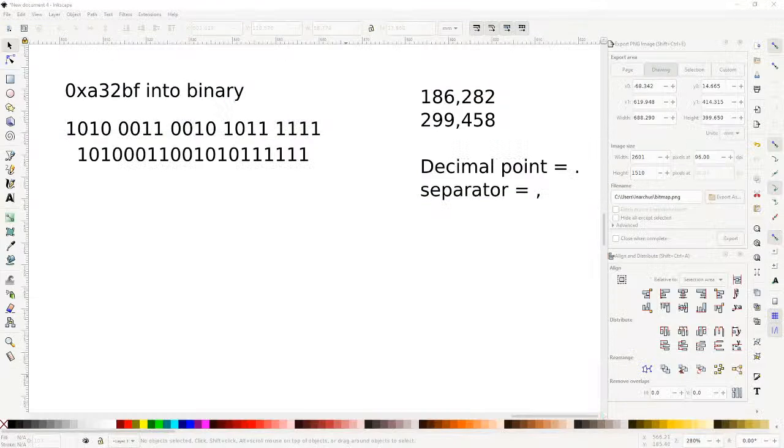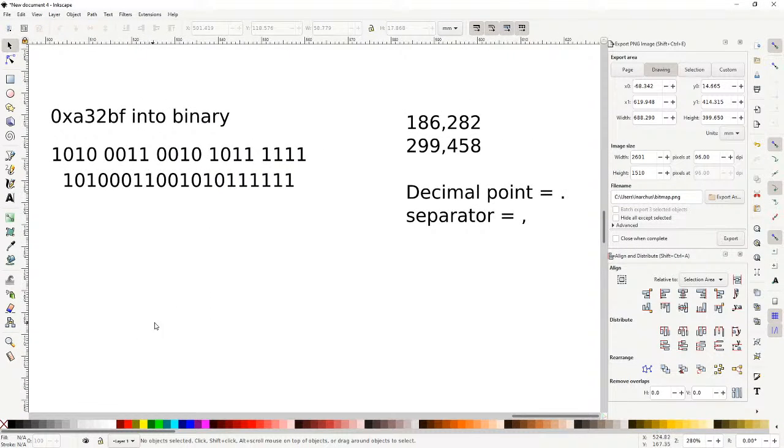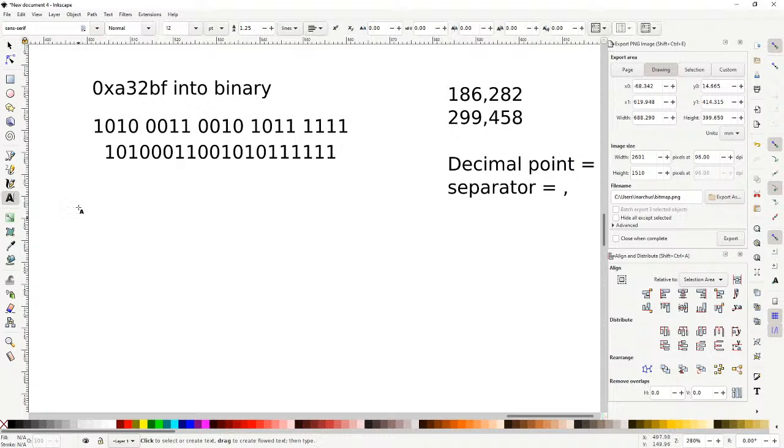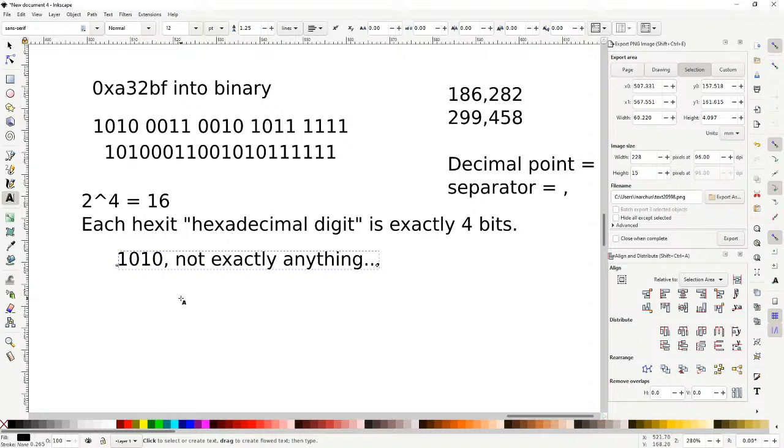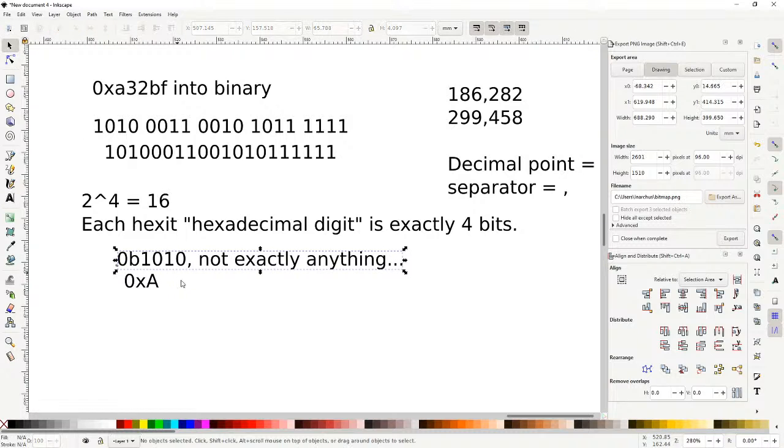Converting between hex and decimal, now that's difficult. And converting from decimal to hex, that's difficult. The reason is that with hex, 2 to the 4th power is 16, right? So each hex digit, each hexit, or what we usually call a hexadecimal digit, is exactly 4 bits. But base 10 in binary is 1010, so that's not exactly anything, and it doesn't get you anywhere. And base 10 in hex is just A. Again, it doesn't get you where you're going. It's kind of in the middle, so it's sort of weird.